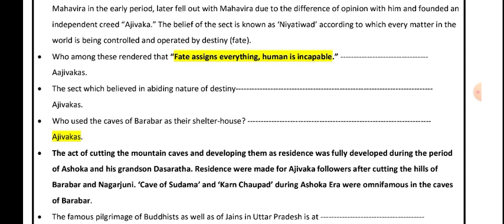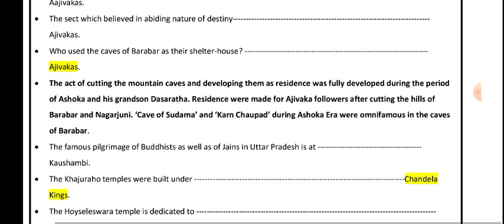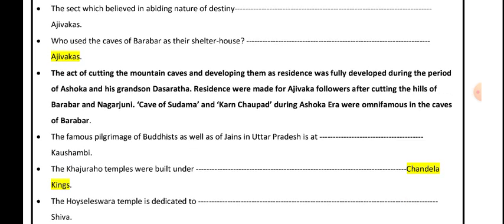The belief of the sect is known as Niyativad, according to which every matter in the world is controlled and operated by destiny, fate. Who among these held that fate assigns everything and humans are incapable? Ajivika, the sect which believed in the determining nature of destiny. Ajivikas used the caves of Barabar as their shelter.